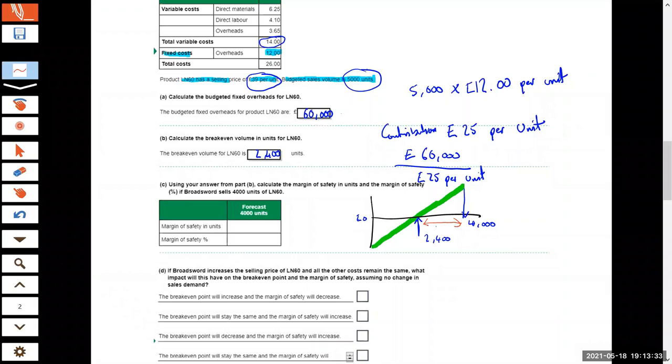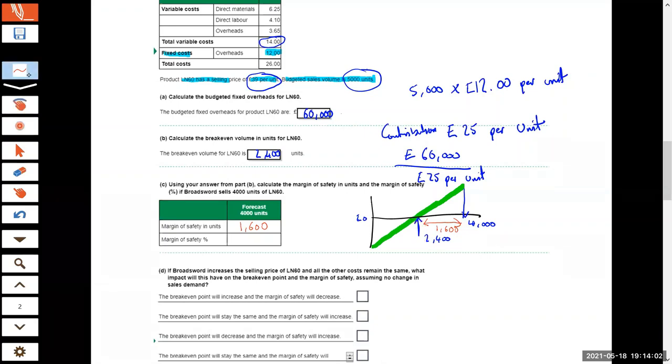The difference between those two volumes of production is 1,600. So the margin of safety is 1,600. And then the next question asks us, well, what is the margin of safety as a percentage? So what percentage of these 4,000 units are beyond the safe zone of 2,400?